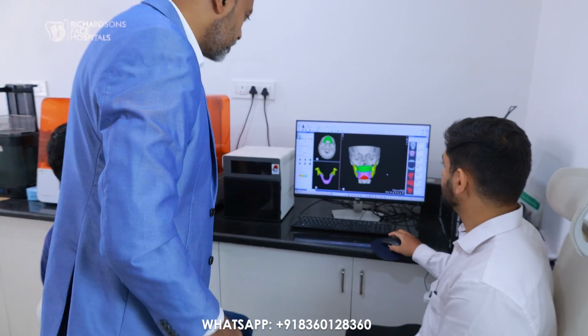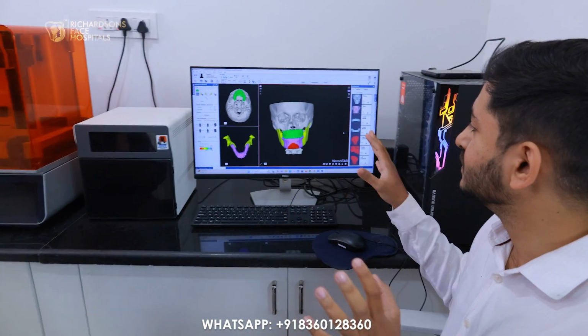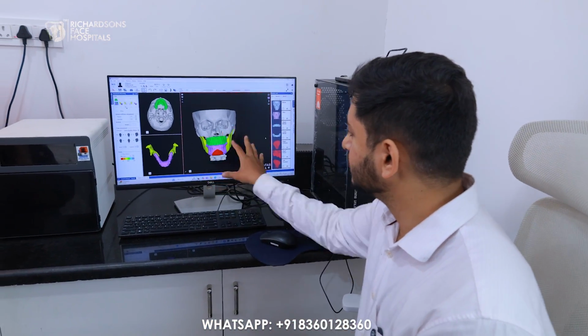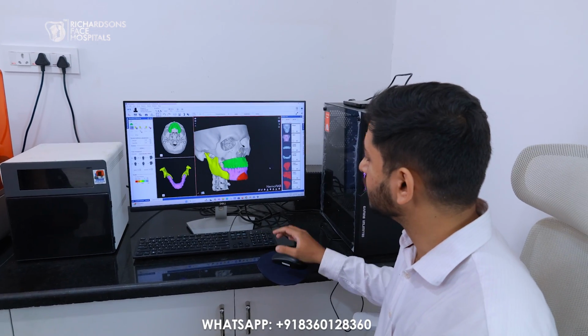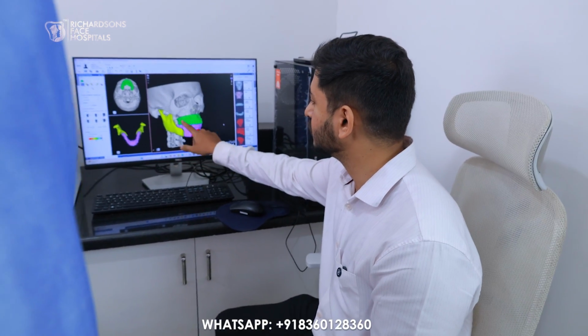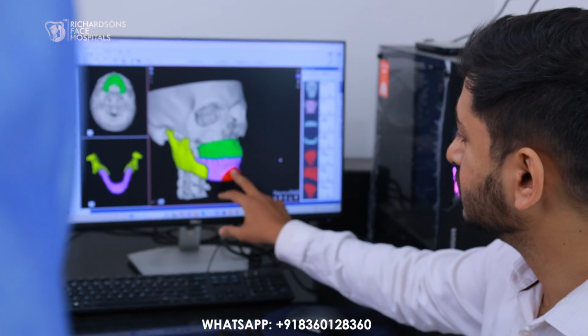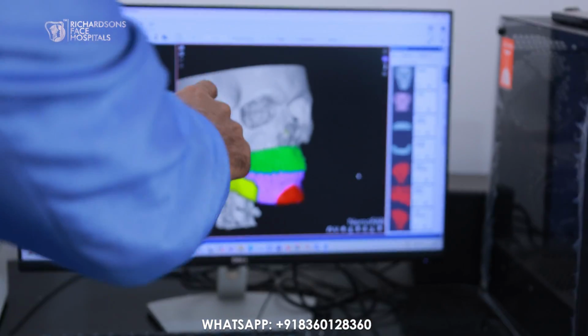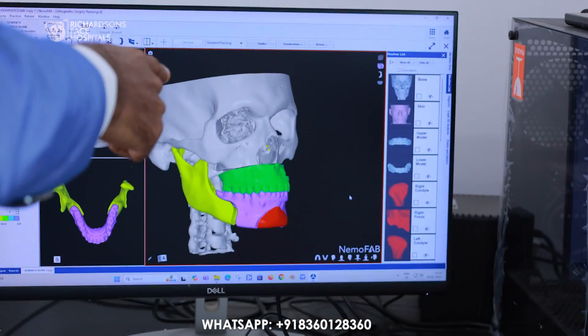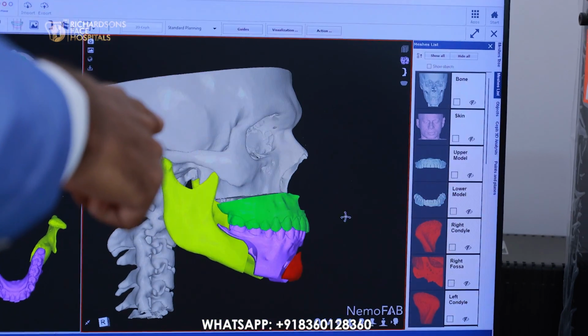Dr. Tejas, just tell us. Yes, so after we've gotten the CT scan, the basic areas where we're going to place the cuts are marked. If you can see, we have here a BSSO cut, a Le Fort cut, and your genioplasty cut. The green color is the upper jaw.